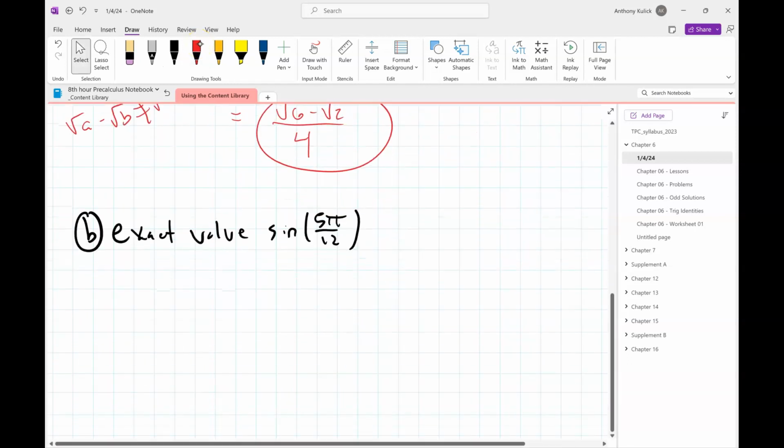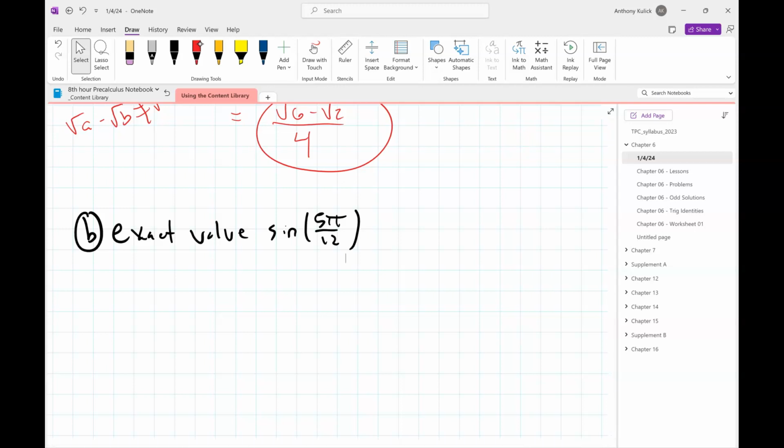Say we want to find the exact value of sine of 5 pi over 12. Ugh. What makes this a little bit harder? The fraction, right? Because how am I going to find two fractions that add to give me 5 pi over 12? That seems like a pretty big hassle, Mr. Kulik. What I recommend doing instead? Yeah, let's just convert 5 pi over 12 to degrees, right? We'll just make it a degree problem.